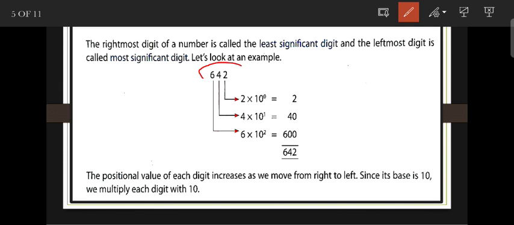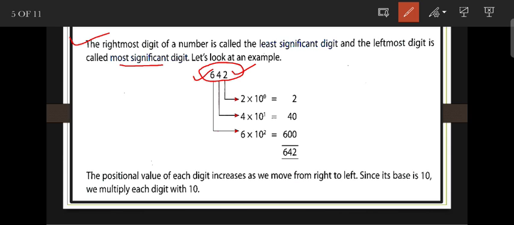Here you can see a number 642. The rightmost digit is called the least significant digit, that is 2. And the leftmost digit is called the most significant digit, which is 6. So in 642, 2 is the rightmost digit and 6 is the leftmost digit.